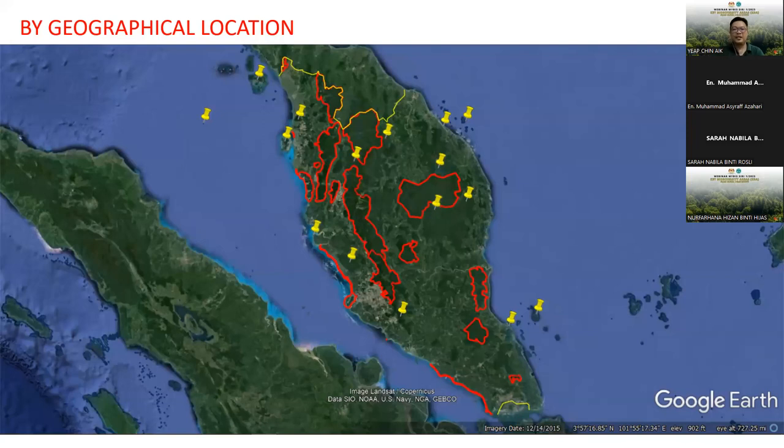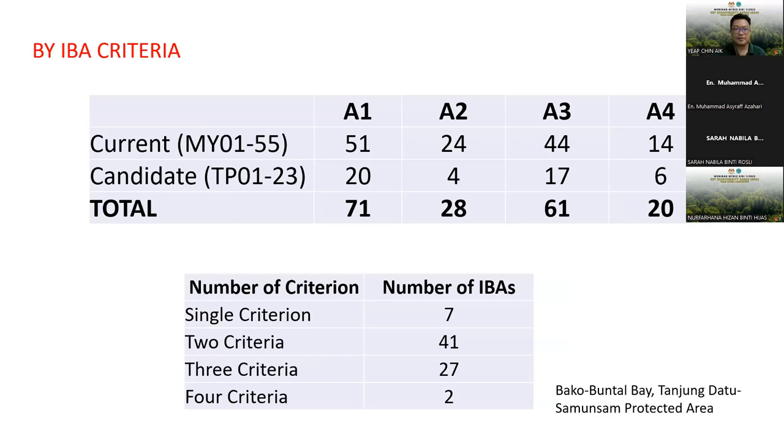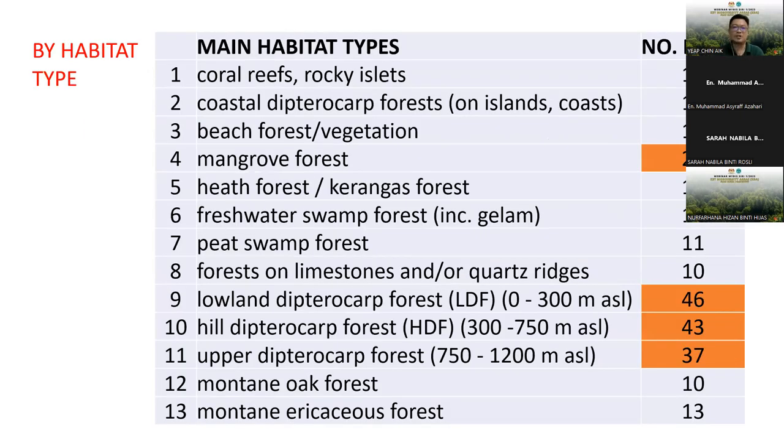So where are all the candidate IBAs? All of them are shown by the yellow pins, as you can see. That's for Sabah and Sarawak. This is the summary. According to criteria A1 to A4, most of the candidate or current IBAs are needed because they hold many globally threatened species, and also biome species, A1 and A3. A1 and A3 are the most. By habitat type, it is not surprising. Our country is rich in forests, so we have lowland forests, hill forests, upper dipterocarp forests, and mangrove forests. These are the top habitats that the IBAs are protecting or aiming to conserve.